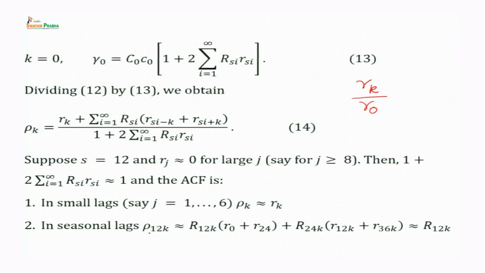Now, in seasonal lags, rho 12k is approximately equal to, for that this part is approximately equal to 0, you get r 12k into r 0 plus r 24 from here plus r 24k, r 12k plus r 36k, and then this is approximately equal to 0: r 24, r 12k is approximately equal to 0, r 36k is approximately equal to 0. So, approximately it is equal to r 12k. Rho 12k is approximately equal to r 12k.